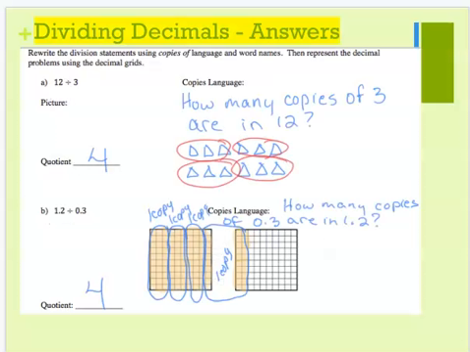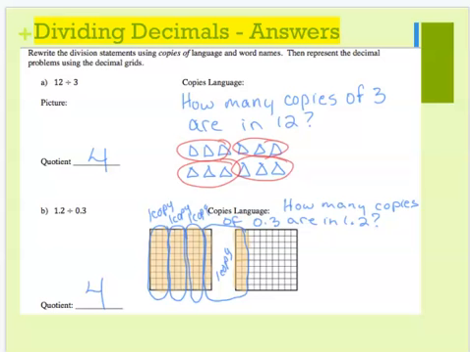Let's take a look at it. So if I have 12 things and I want to know how many copies of 3 are in 12, I'm going to circle groups of 3. I end up getting 4 groups of 3. So there's 4 copies of 3 in 12.